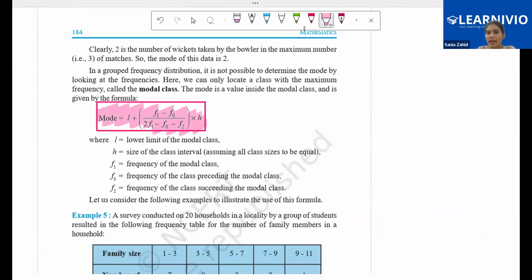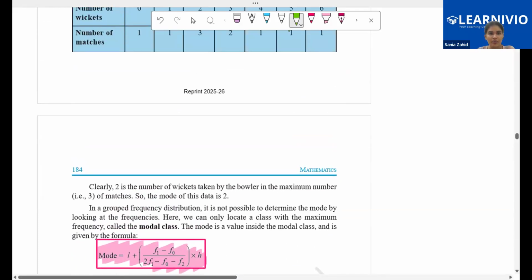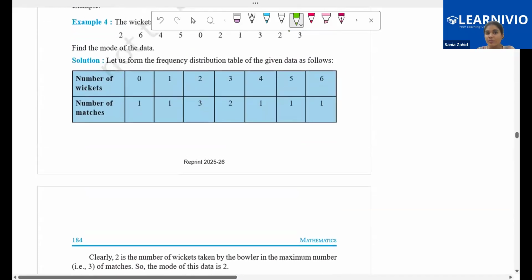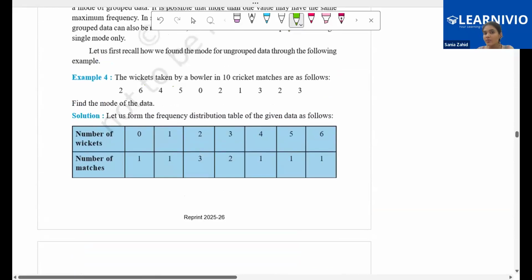So mode is equal to L plus (F1 minus F0) divided by (2 times F1 minus F0 minus F2), into H. Now what are these values? See, L denotes what we have. You look at this example first of all. You have an example. The question says the wickets taken by a bowler in 10 cricket matches is given below.